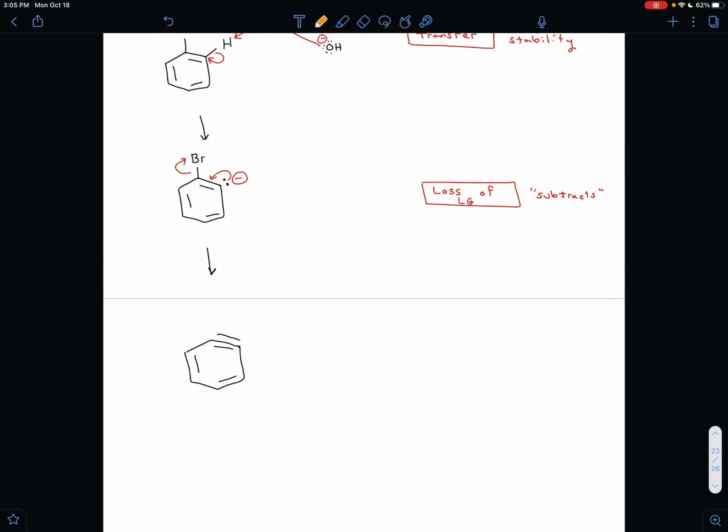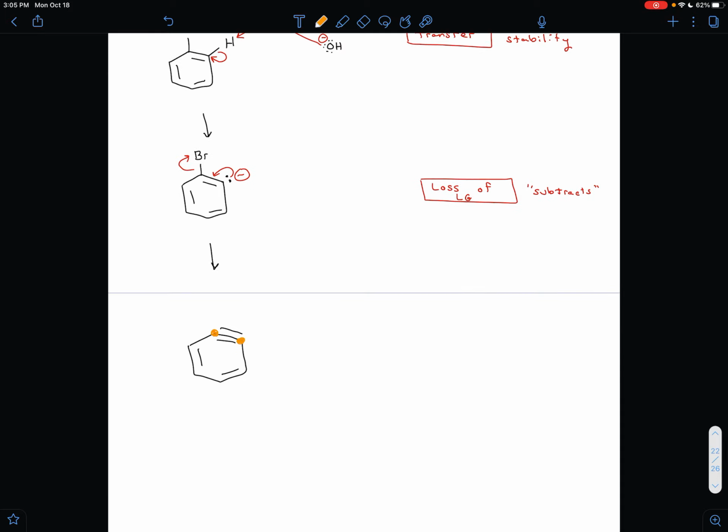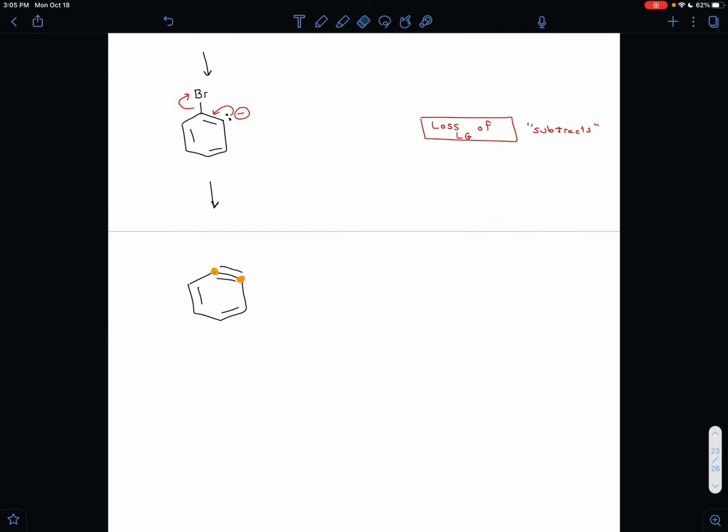Nonetheless, people do know that this is the mechanism because they've radio-labeled these carbons, and they've found that the nucleophile always adds to the carbon that has the leaving group on it, and it also can add to the one right next door. And it's because of this benzyne intermediate that it does that.